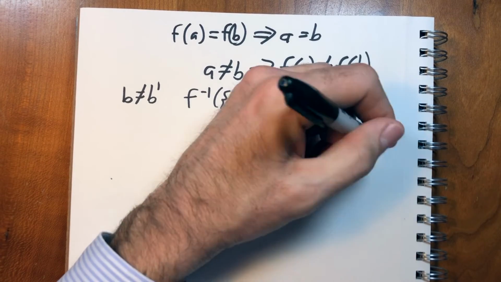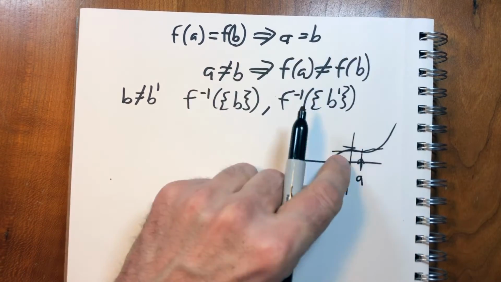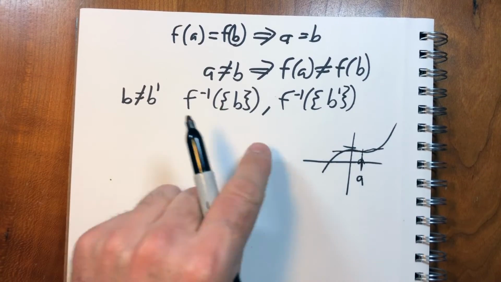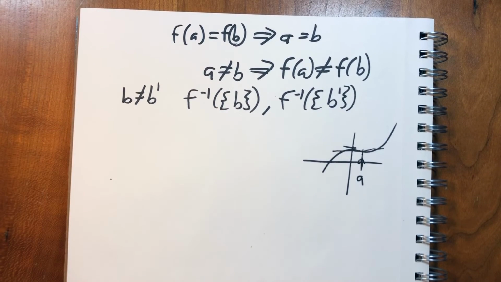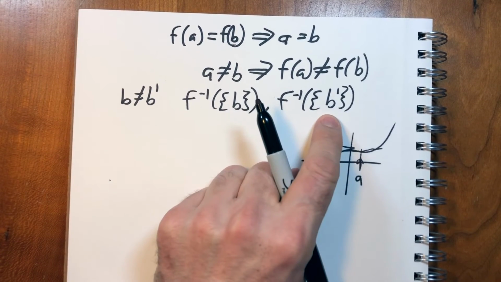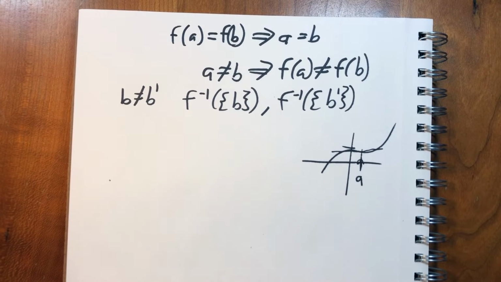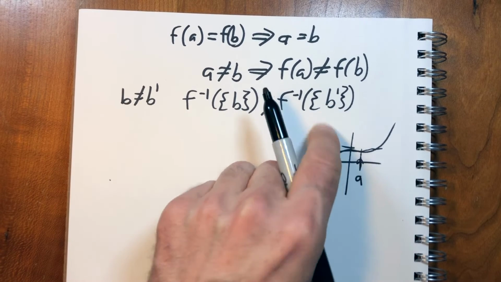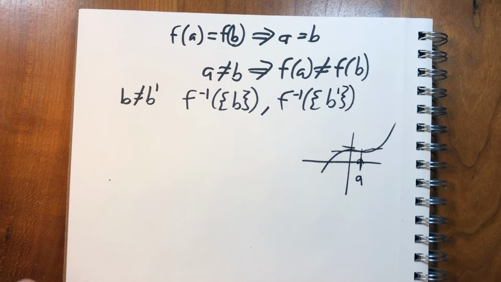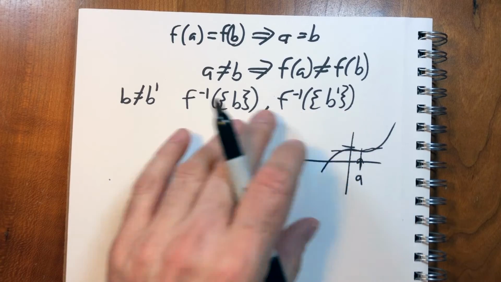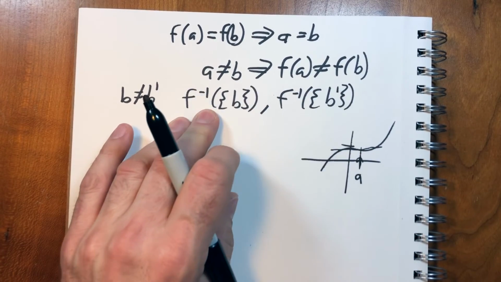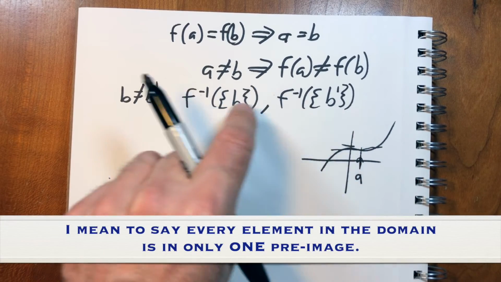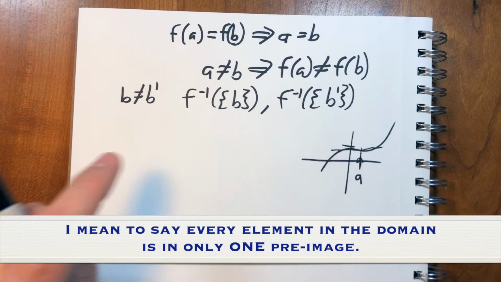The pre-image might have multiple values of the domain in it, right? But each element of the domain can only go to one pre-image. Okay. So A either goes to B or to B prime. It can't go to both. Therefore, the minimum elements of the pre-image of B and the pre-image of B prime must be different, right? Again, it's just obvious. They can't have the same minimal element because every element in the domain is in a different pre-image.